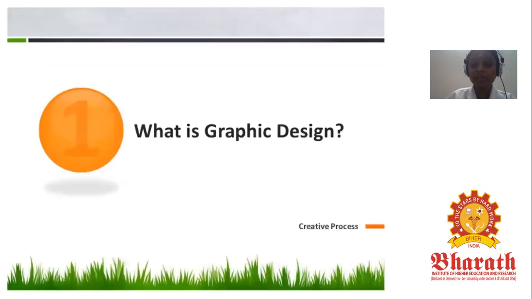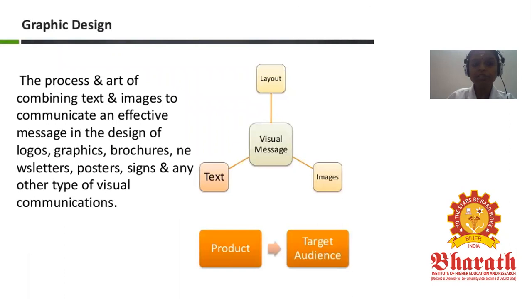Next one is, what is graphic design? Graphic design is the process or art of combining text and images to communicate an effective message in the design of logos, graphics, brochures, newsletters, posters, signs, and any other type of visual communications. It includes three sectors: layout, text, and images. When you make a design, you can always follow these three sectors: layout, text, images.